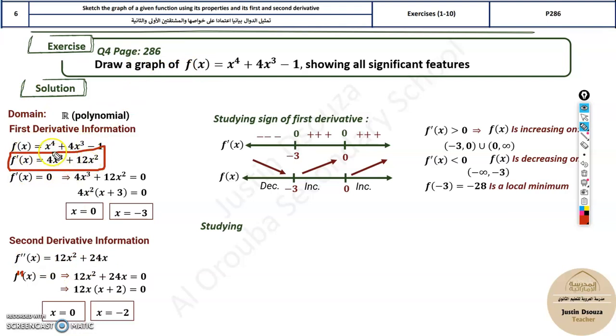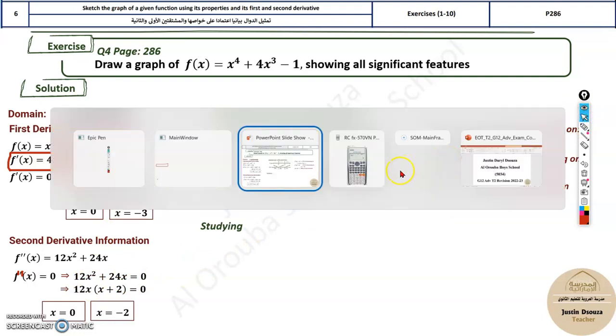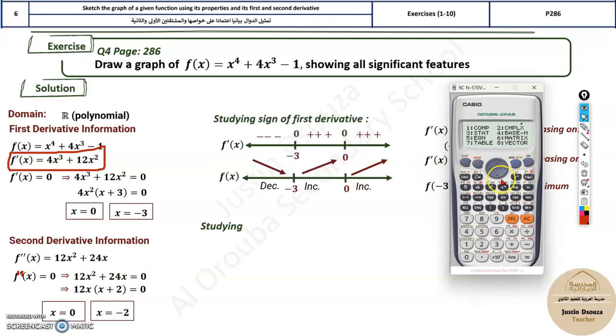Now derive this again. 3 times 4 is 12x squared. 2 times 12 is 24x. And then you can put this in the calculator. I'll show you over here. Now it's mode 5 and 3 because it's quadratic. Power 2 is maximum. It's 12, 24, 0. The answer is minus 2 and 0.